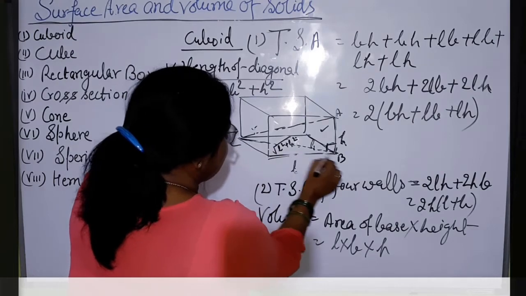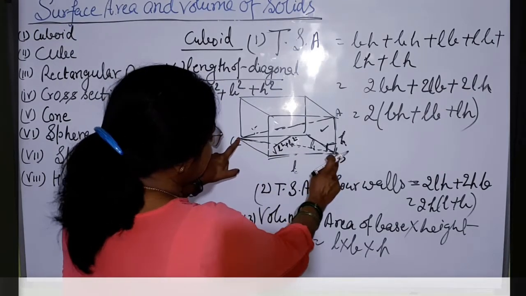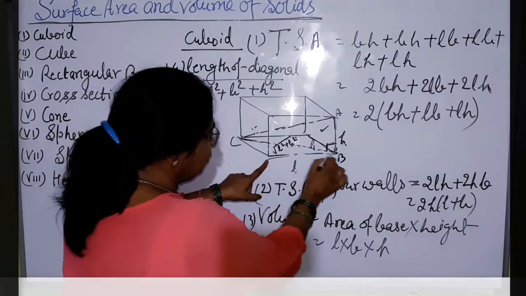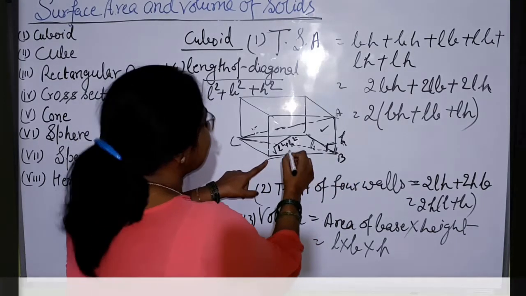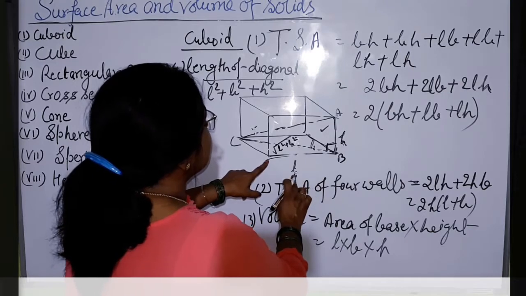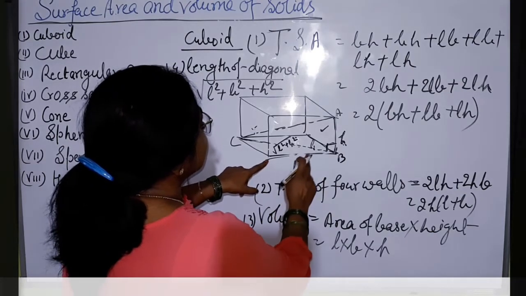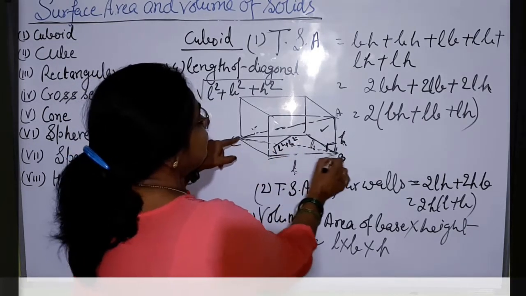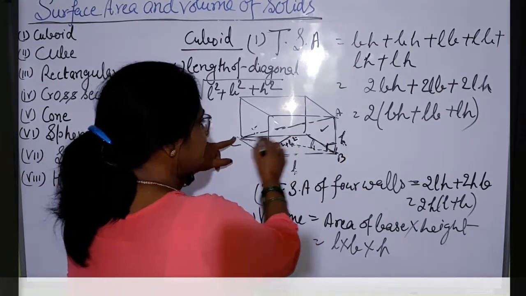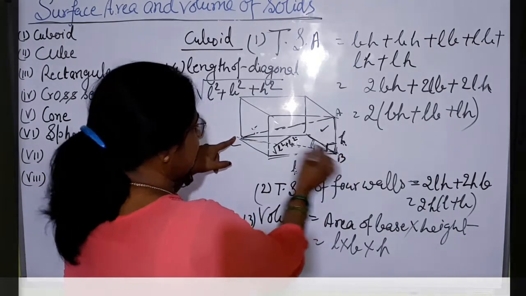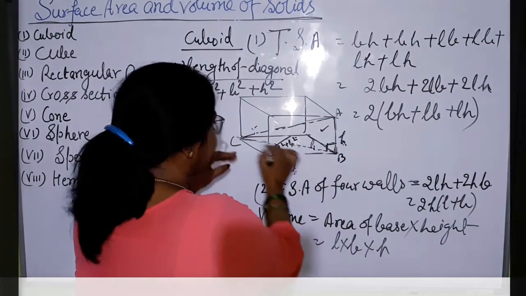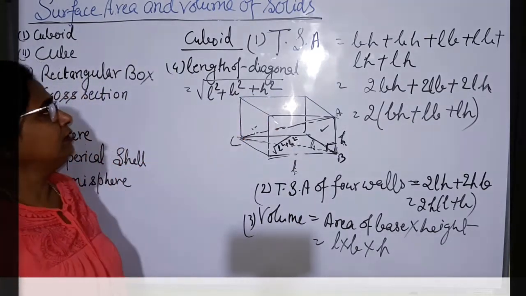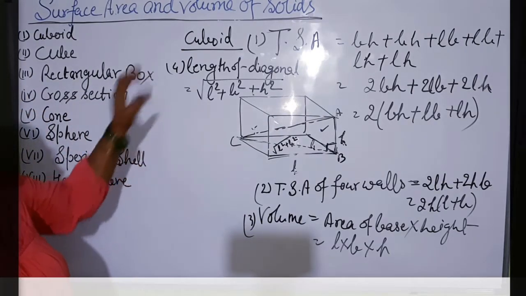Because if we join the cross-section, that is the base, and the base is also a rectangle. That's why their diagonal is root under L square plus B square. L square plus B square is the diagonal. And this diagonal is the base for this right angle rectangle, and this one is height. So this diagonal, that means the cuboid diagonal, is equal to root under L square plus B square plus H square. These are all the formulas for cuboid.